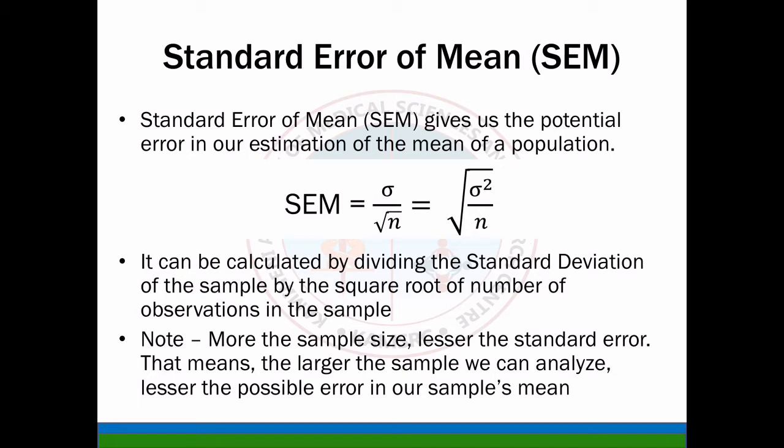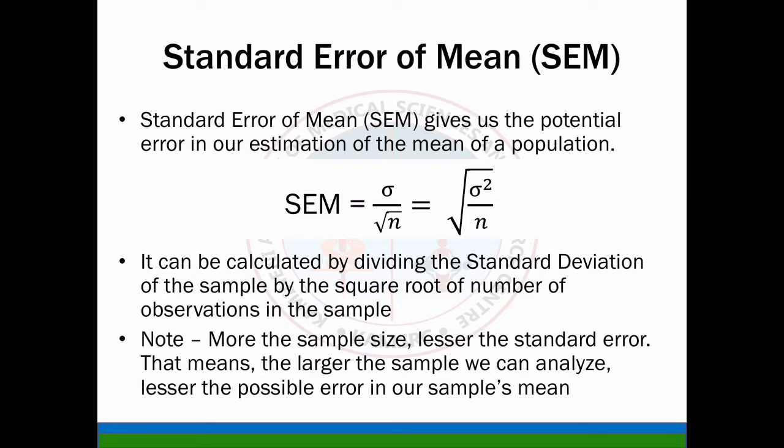So it can be calculated by dividing the standard deviation of the sample. We know about the standard deviation; I have taught you about the standard deviation in my previous class, so that you know how to calculate it. Divide it by the square root of the number of observations in the sample. That is, the square root of standard deviation squared by the sample size gives us the standard error of mean.